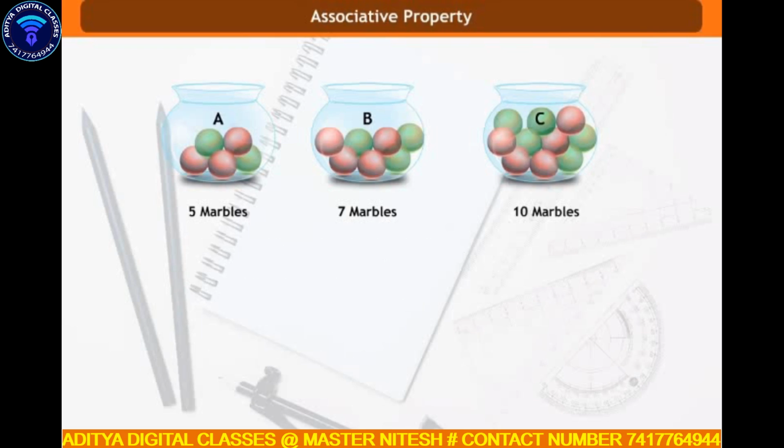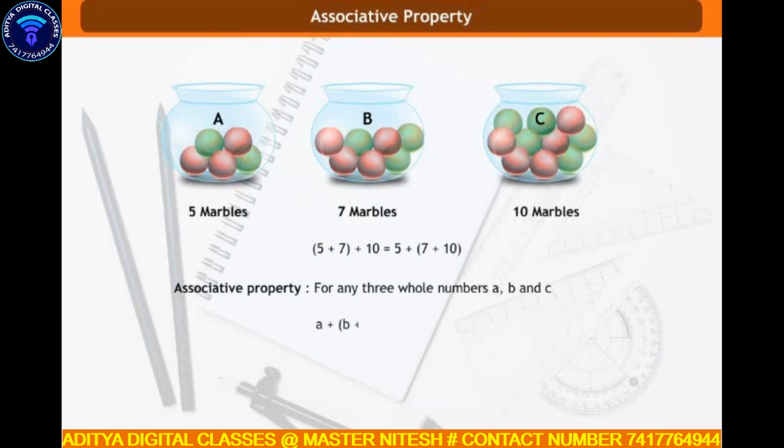From this animation, we see that (5 plus 7) plus 10 equals 5 plus (7 plus 10). This property is known as the associative property of addition. That is, for any three whole numbers a, b and c, (a plus b) plus c is equal to a plus (b plus c).